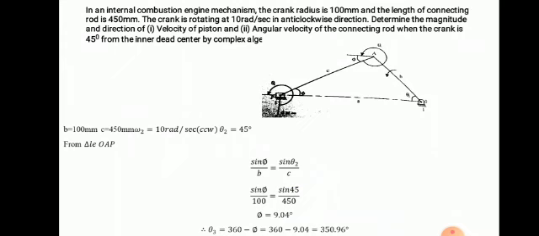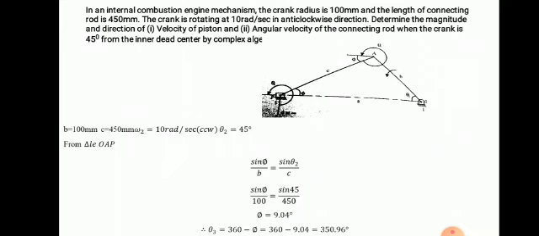We know A, B and C. B is the crank and C is the length of the connecting rod, and the slider will be moving. It is an internal combustion engine. Crank radius and length of the connecting rod are given. The crank rotates at 10 radian per second in the anti-clockwise direction. Find the magnitude and direction of the velocity of the piston.